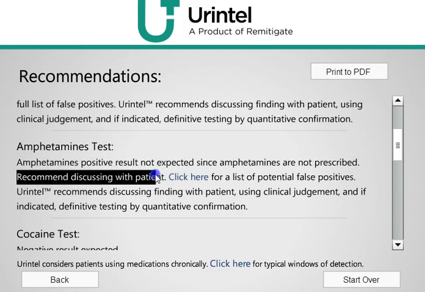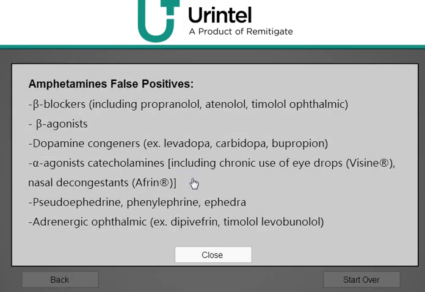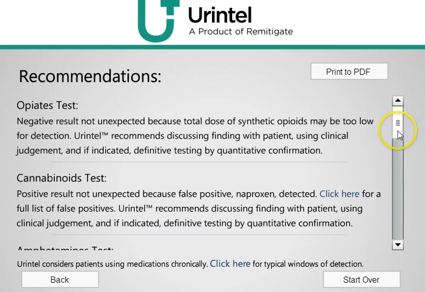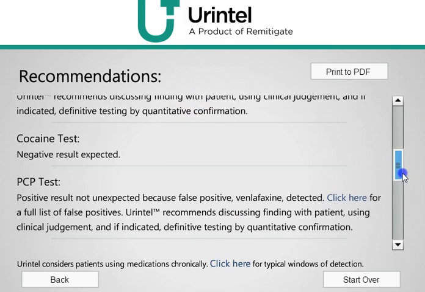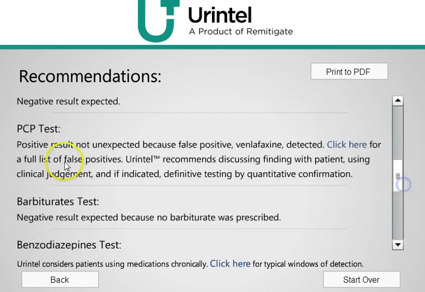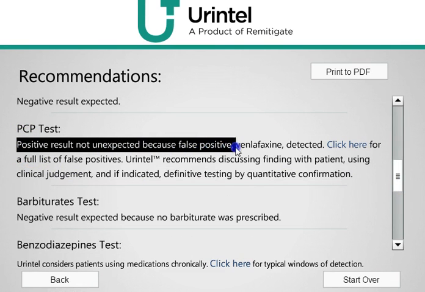Recommend discussing this with patients. You can click here and you will see that this particular patient actually was prescribed levodopa carbidopa, and that is the reason why it could be plausible that the amphetamine tested positive. Looking down, cocaine test was negative as expected. PCP. Positive result is not unexpected because the false positive venlafaxine is detected.